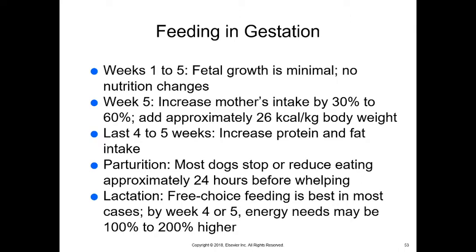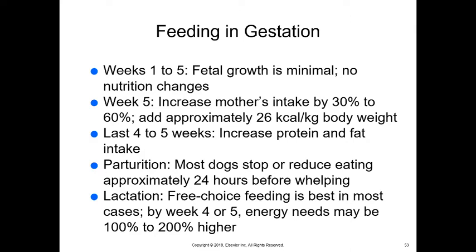Gestation means they're going to be having a puppy or kitten. So remember, we haven't learned this yet, but gestation for a dog or a cat is 63 days. That is 8 weeks, right? So at weeks 1 to 5, that's 2/3 of their pregnancy, fetal growth is minimal. You don't need to make any nutrition changes.